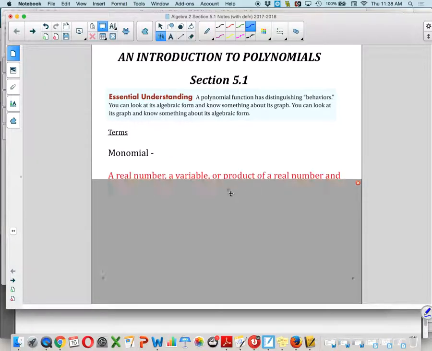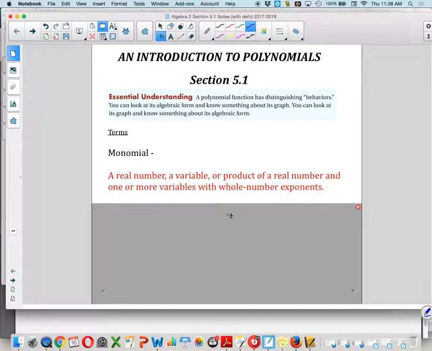A monomial is defined as a real number, a variable, or a product of a real number and one or more variables with whole number exponents. I'll give you a second to write that down, but also write down examples that go along with it. For example, x is a monomial. 2x squared is a monomial. 4/5 x to the 5th is a monomial.